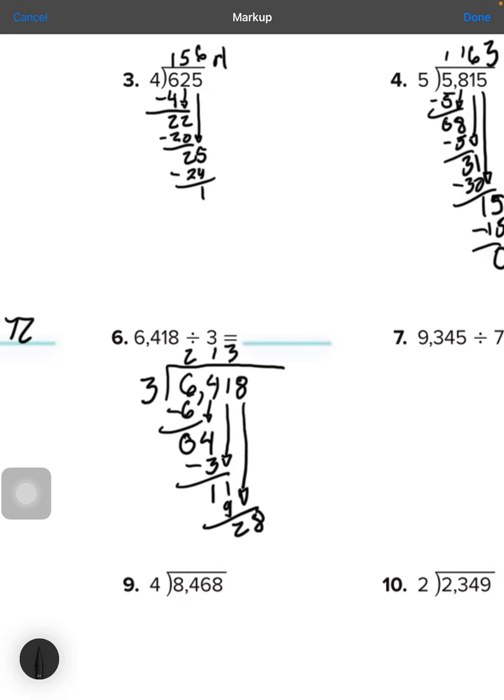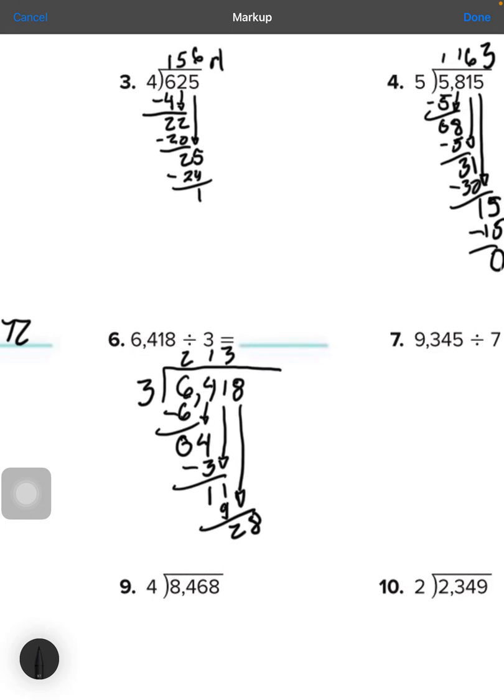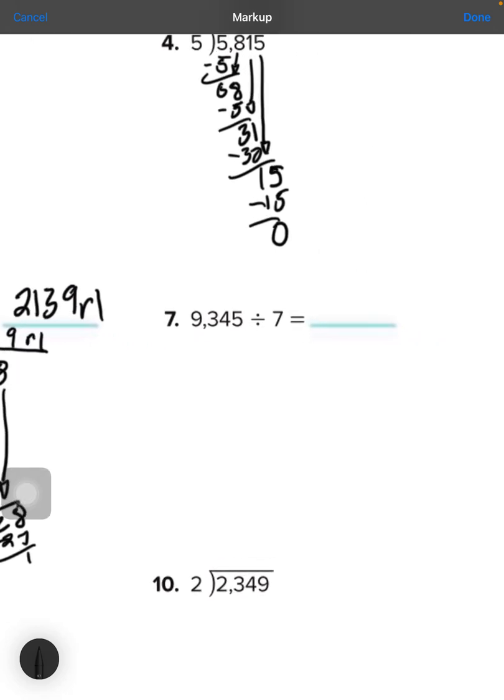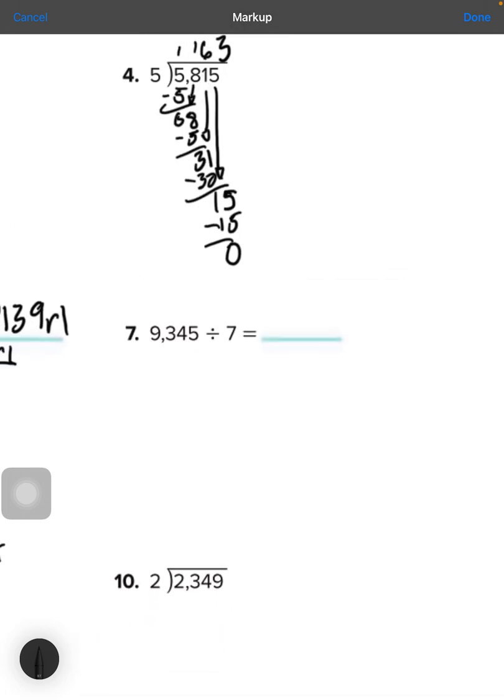Bring down the 8. And then we have 3 will go into 28 9 times. 9 times 3 is 27. Remainder 1. So 2, 1, 3, 9, remainder 1.